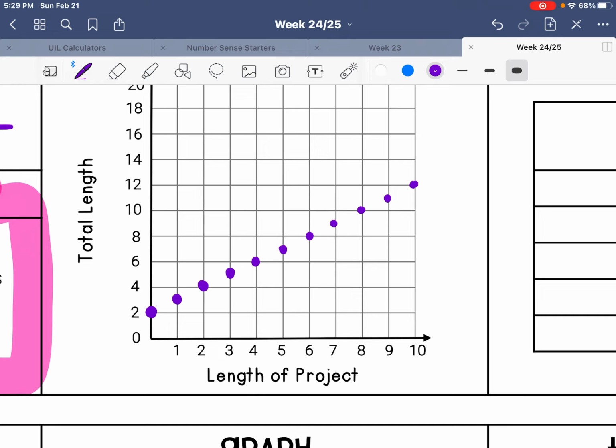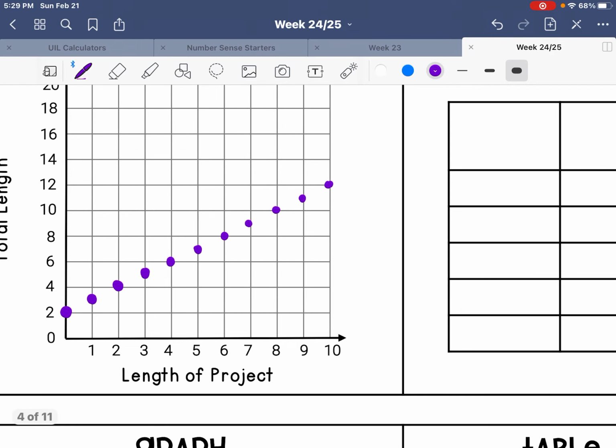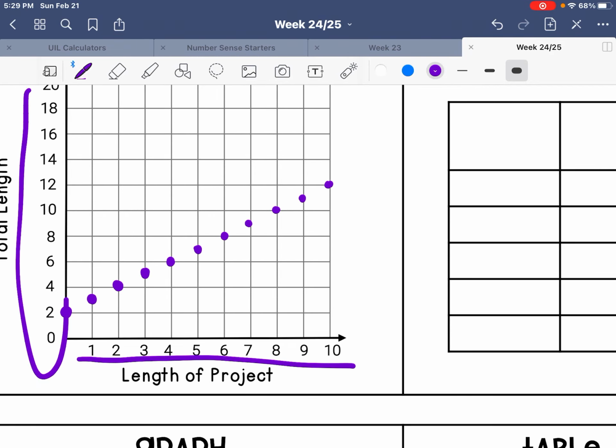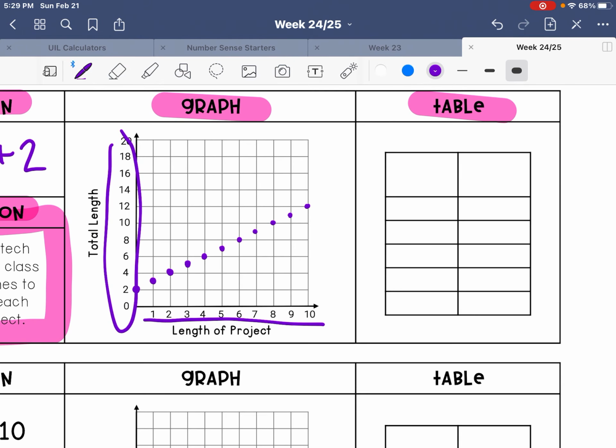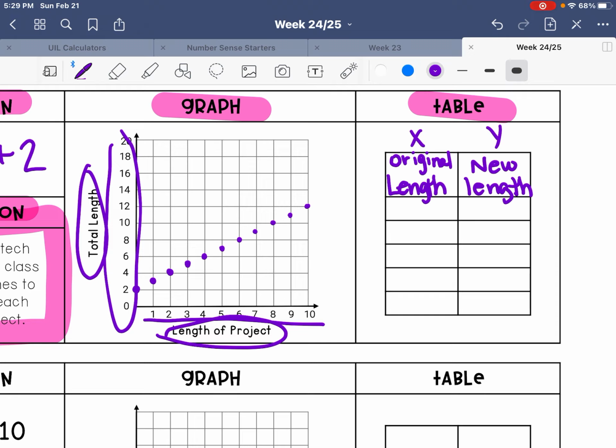All right? And then all we have to do now is to make a table. We can take these same numbers here and here and make our table. We have to sort out X and Y, and that comes from our table. X is the length, so we'll say original length. And now the new length. Or they wrote it as total length. New length, total length, same difference. So we'll just put in the numbers we want to put in there.